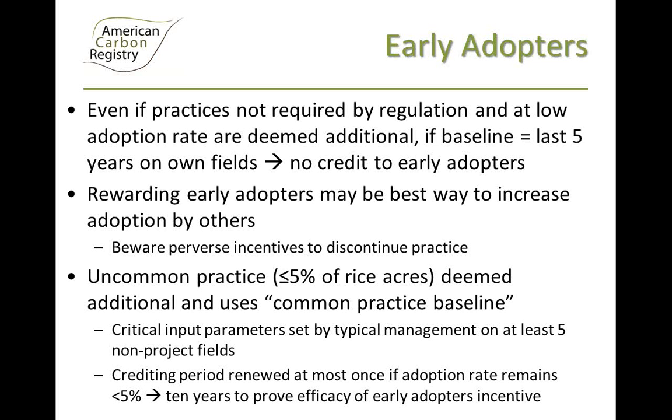So the way we've dealt with that in this methodology, and it's pretty new to this methodology, although ACR is trying to apply it in some of our other agricultural methodologies as well now, is to say that an uncommon practice, that is a practice implemented on less than 5% of the rice acres in a rice growing region, is deemed additional, first of all, and secondly, it uses a common practice baseline.